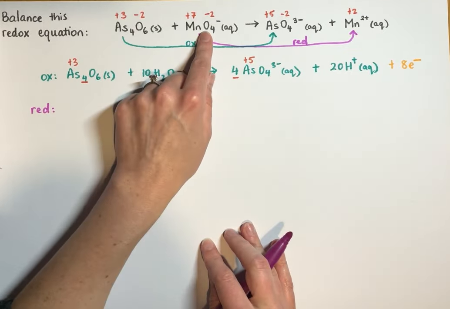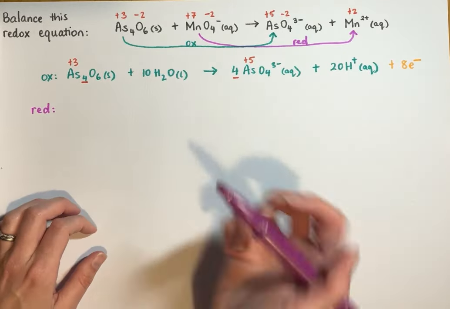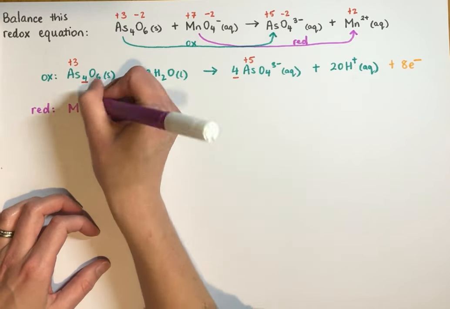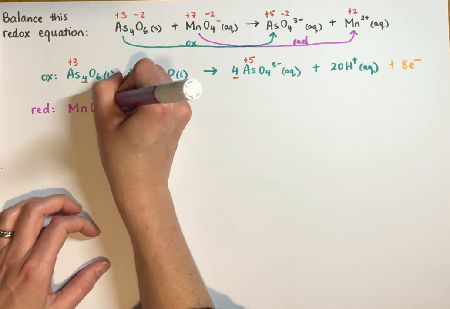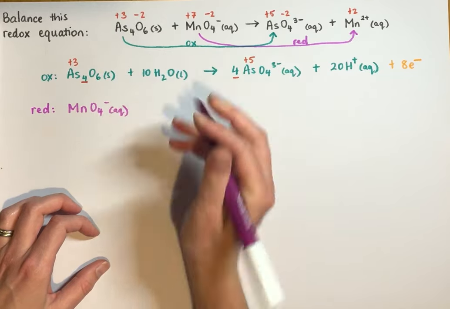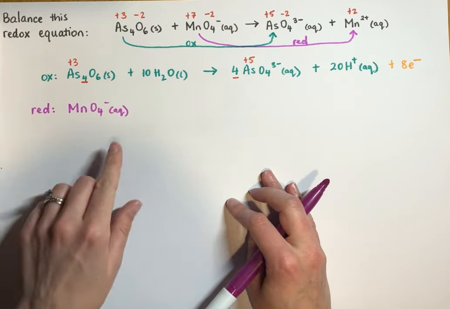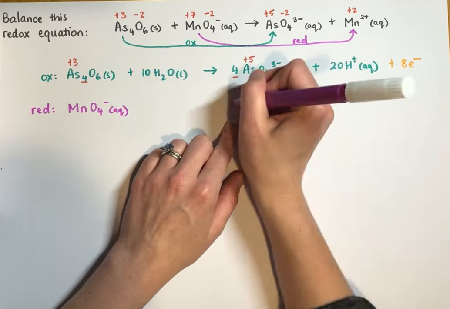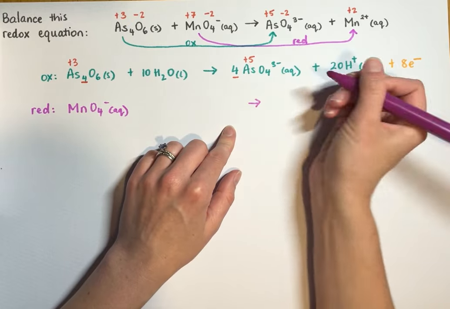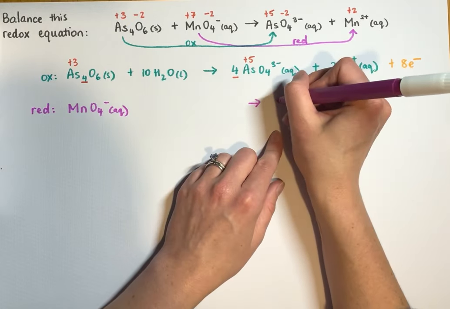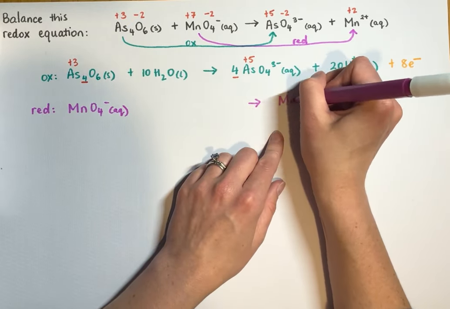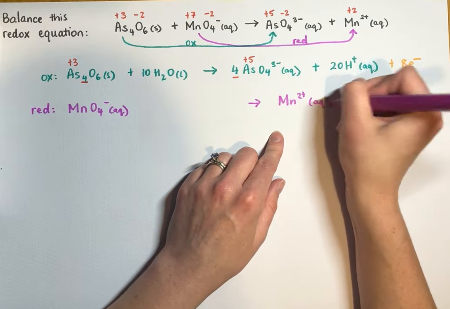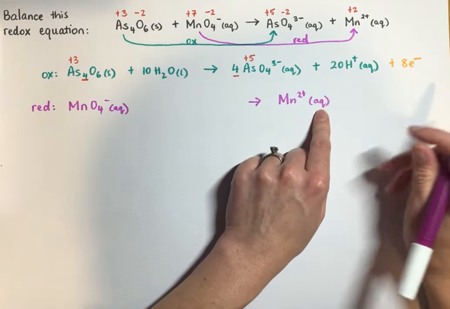so for the reduction, we're starting with the manganate ion, and it's this kind of color. It's a nice purple solution, that one. Now, again, I might leave a bit of a gap so I've got room to fill in and balance it. And that's become this manganese over here, which is no longer purple, but we'll keep going with this.